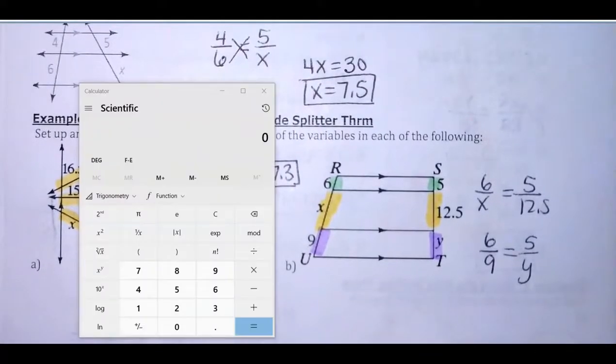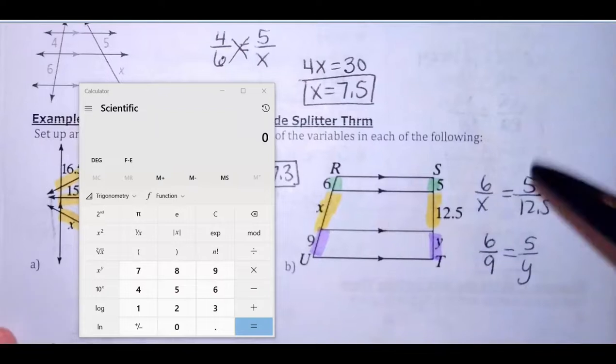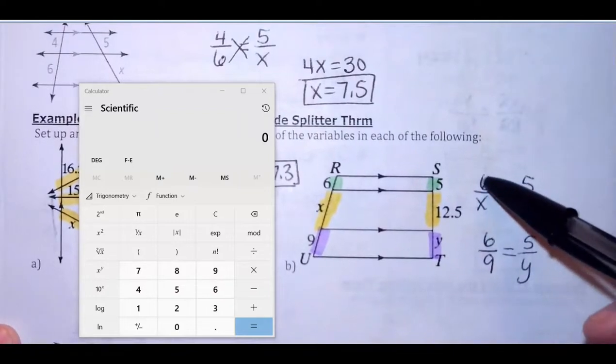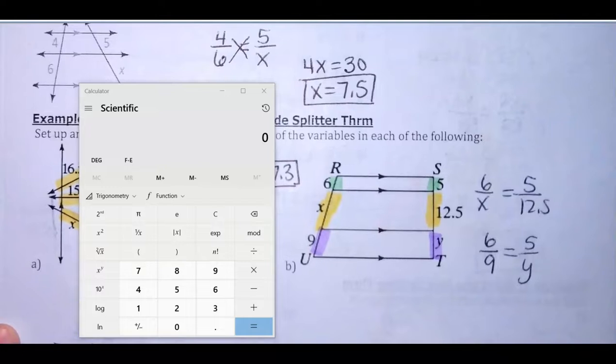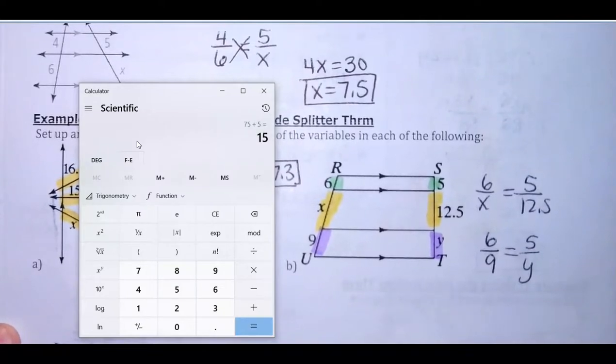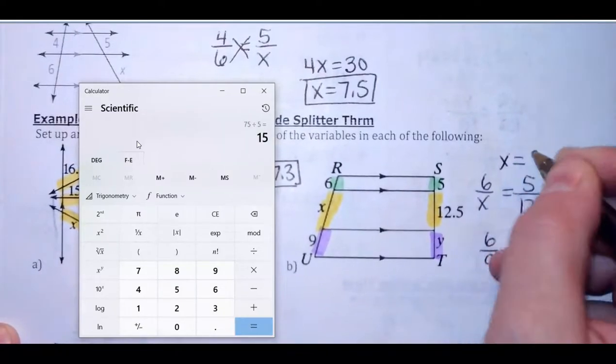All right, so I just pulled up my calculator. So we're going to have 6 times 12.5 and 5 times x. So I'm going to do 6 times 12.5. There we go. And then we're going to divide that by 5. So over here, x is actually going to be 15.